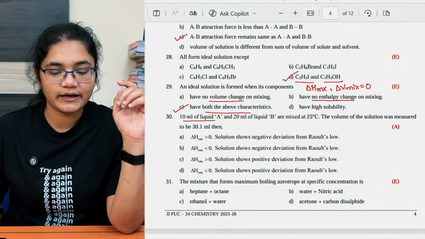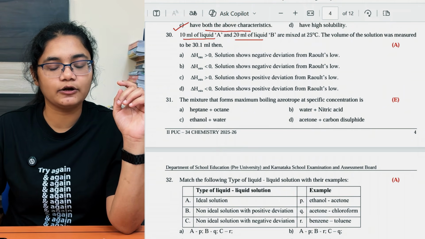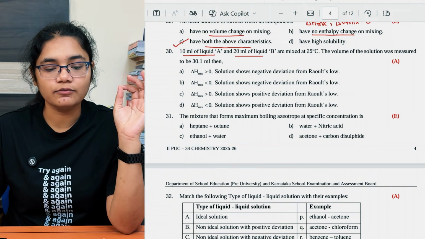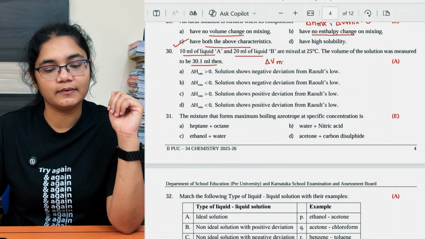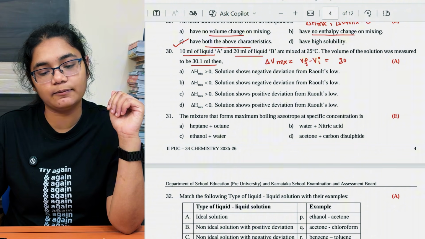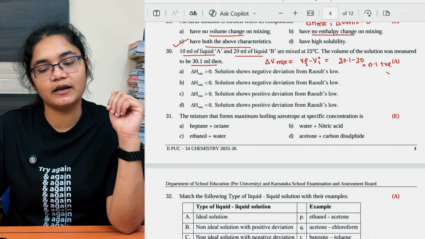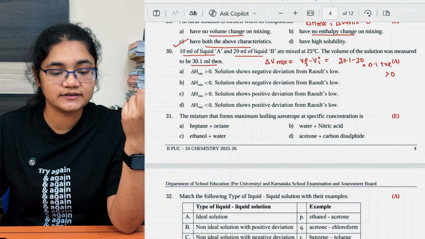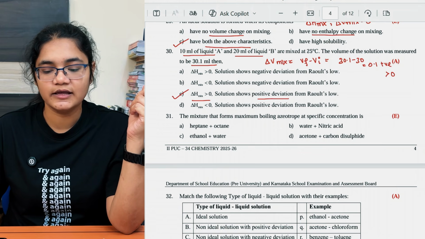Next, 10 ml of liquid A and 20 ml of liquid B. So total volume should be 30 ml. The volume of the solution was measured to be 30.1 ml. That means what? Delta V mix is V final minus V initial, means 30.1 minus 30, which is equal to 0.1, which is a positive number and greater than 0. V mix is greater than 0. That means H mix will also be greater than 0. And this is a positive deviation, right? So option number C here.